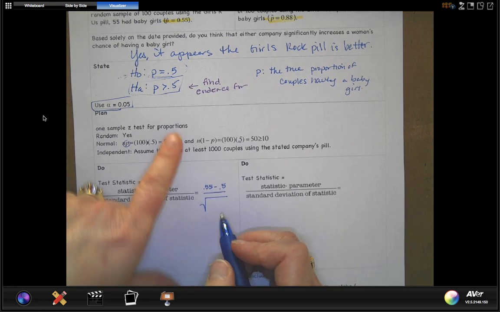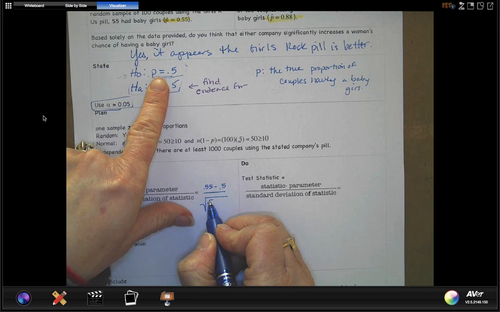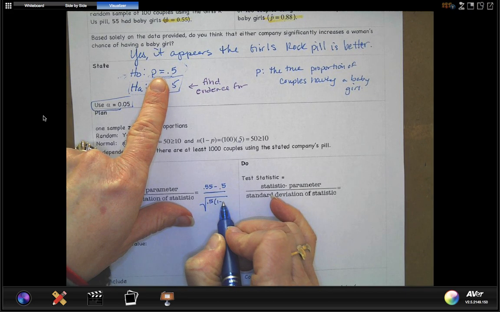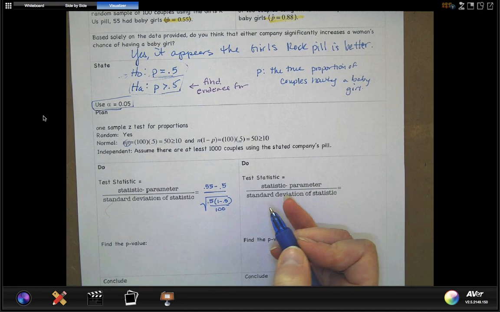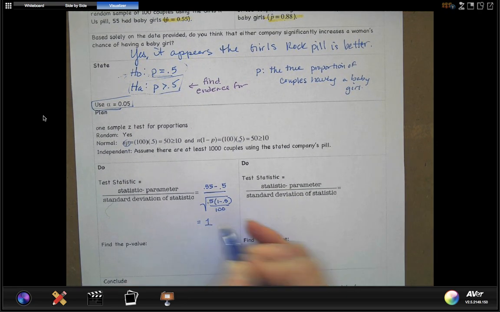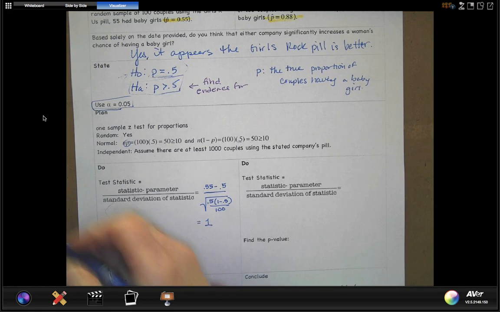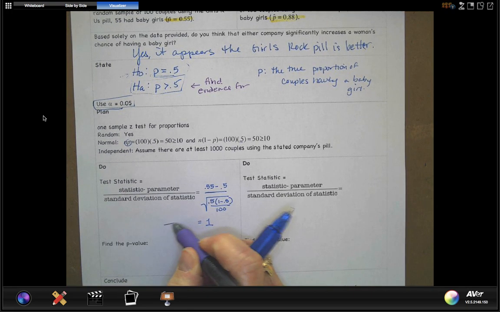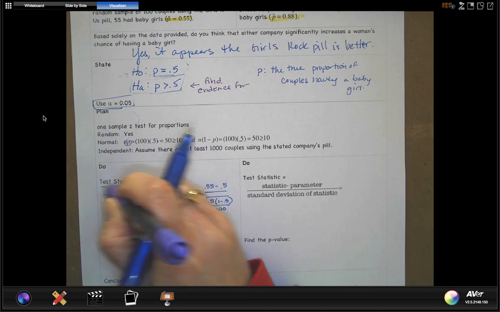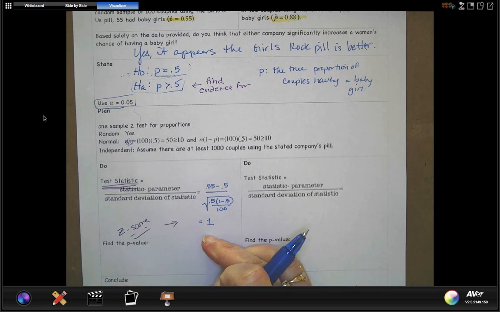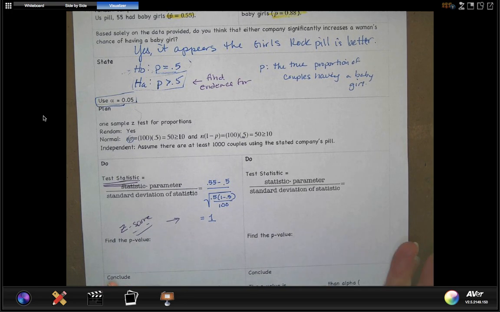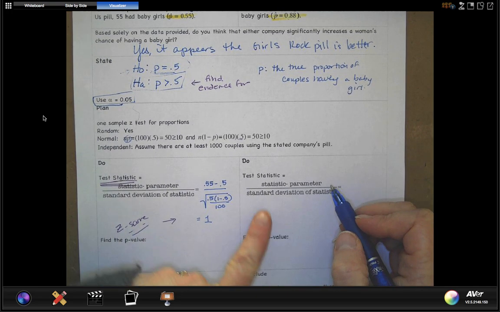So here I'm going to take my p, I'm using p here, not p hat like we did last chapter, over 100. All right, when you do this math, you end up getting 1. So essentially what I've calculated is a z-score, but in this chapter, we're calling it a test statistic. So is 1 an unusual z-score? Not really, right?